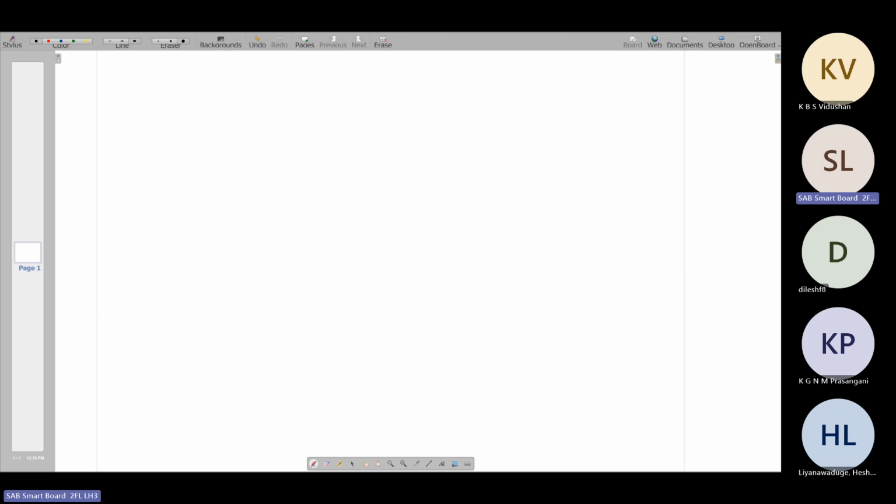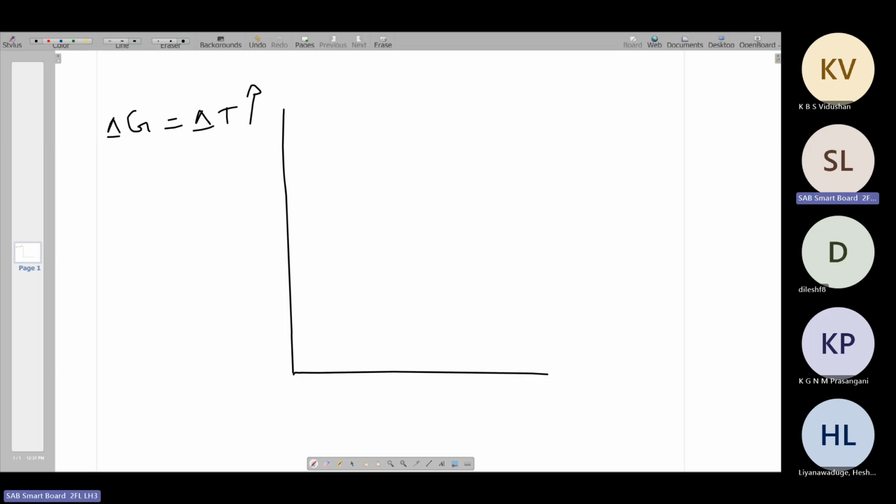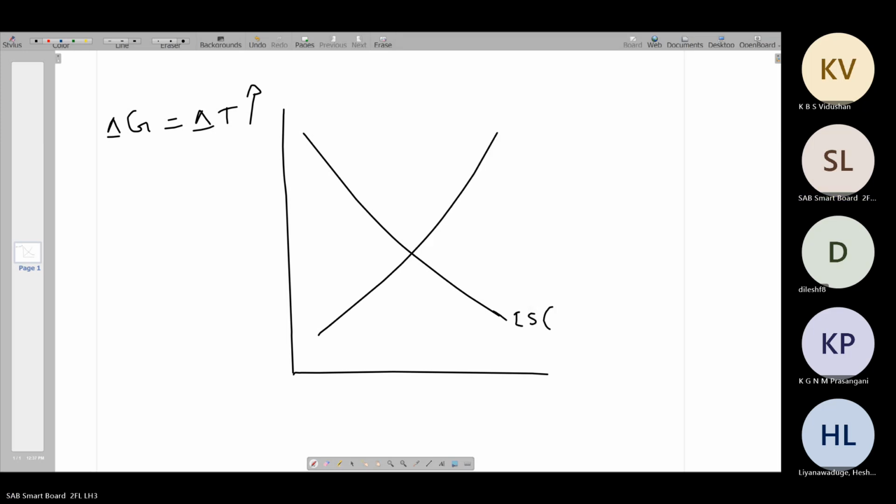Now the rise in the government expenditure, delta G, and delta T, the same amount. Now we can draw the graph. Now this is the IS-LM. This is IS, G0, T0. LM, M0.